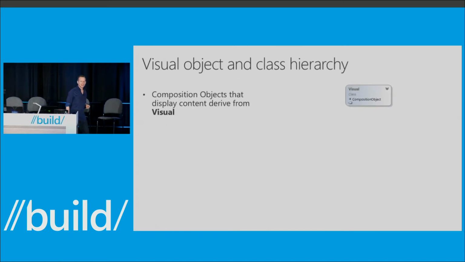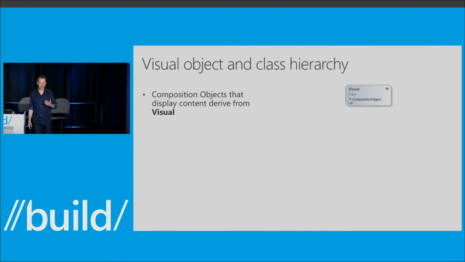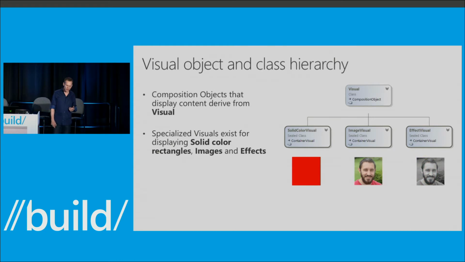The class hierarchy that we have is rooted in a type called visual. And visual is essentially at the root of the tree of objects that put content on the screen. We have a set of concrete types that inherit from visual. We have a solid color visual, an image visual, and an effect visual.